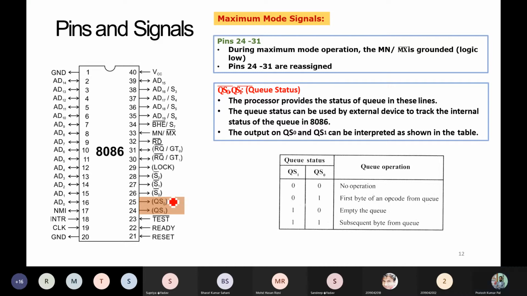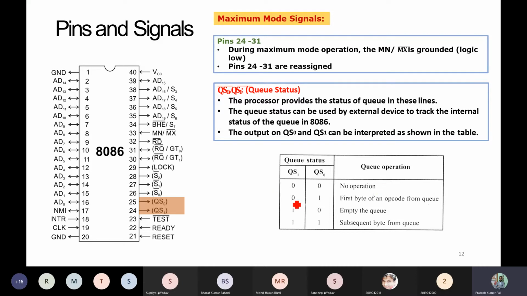whether the queue is available for another instruction to be saved or not. Okay, so the status of Q0 and Q1 can be interpreted as shown in the table. If it is 00, that means no operation. No operation is being performed by the queue.